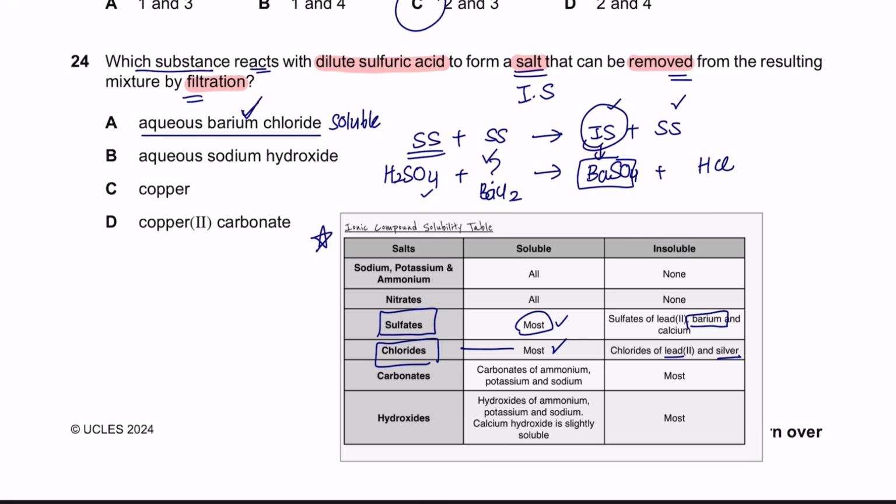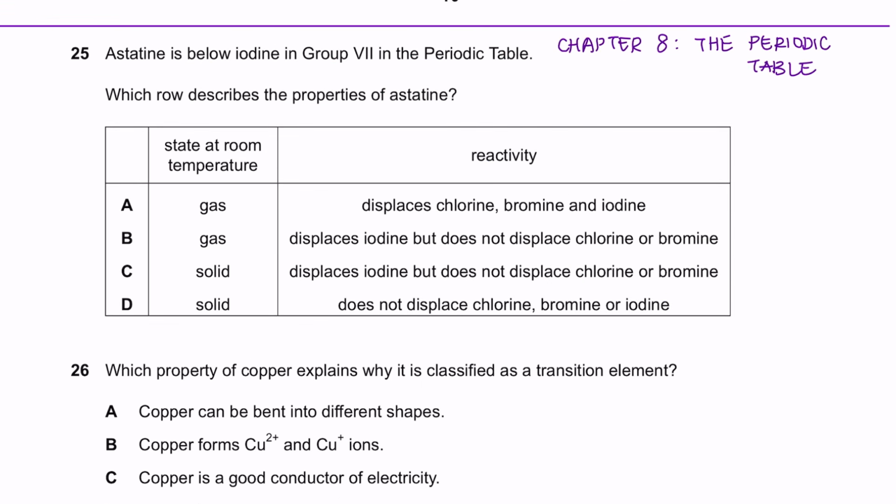So the other substance that reacts with H2SO4 would be barium chloride. The answer is A. Next, question 25 onwards is from chapter 8.